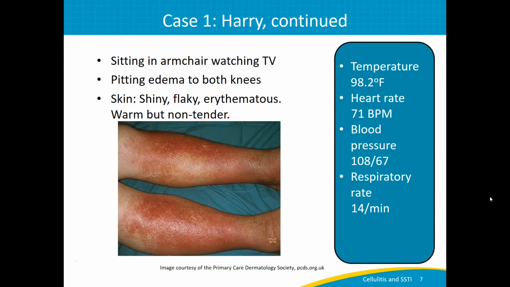Okay, so we have some votes for yes, most votes for yes, a vote for no. It can be very tricky in a patient like Harry to tell the difference. So let's talk about some of the ways you could maybe differentiate cellulitis from some non-infectious mimickers.